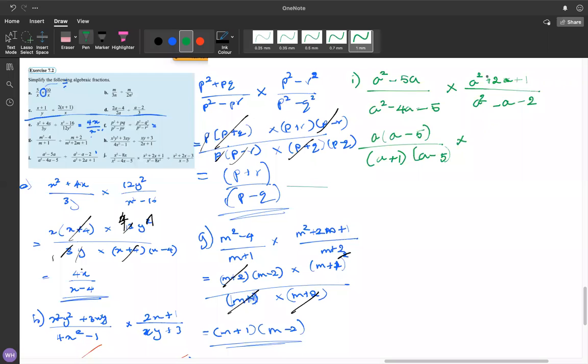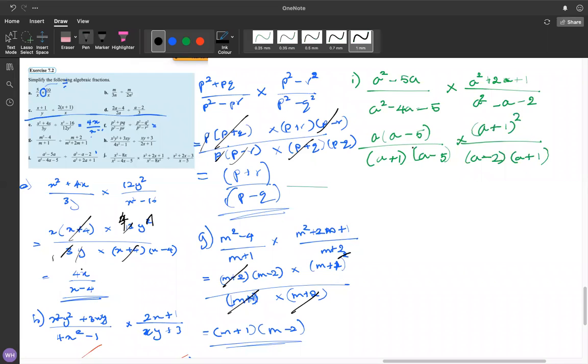And what is the numerator? A plus 1 times a plus 1. Yes, a plus 1 times a plus 1. And here comes a minus 2, a plus 1. Is this correct? Yes. Okay, good.